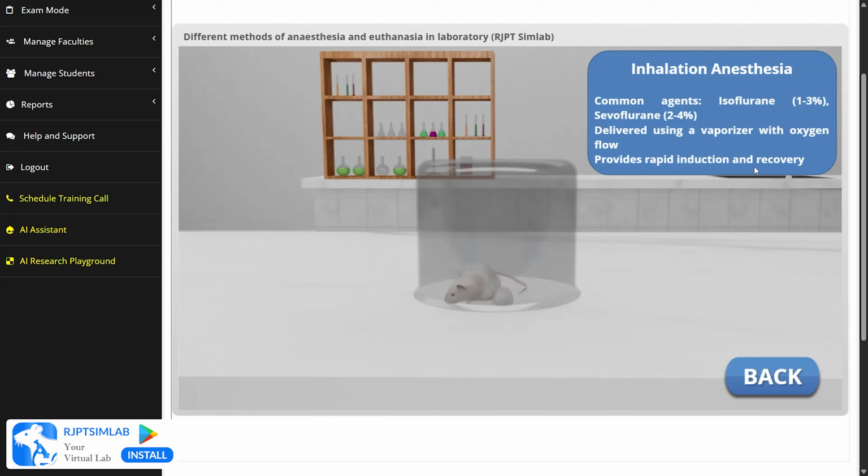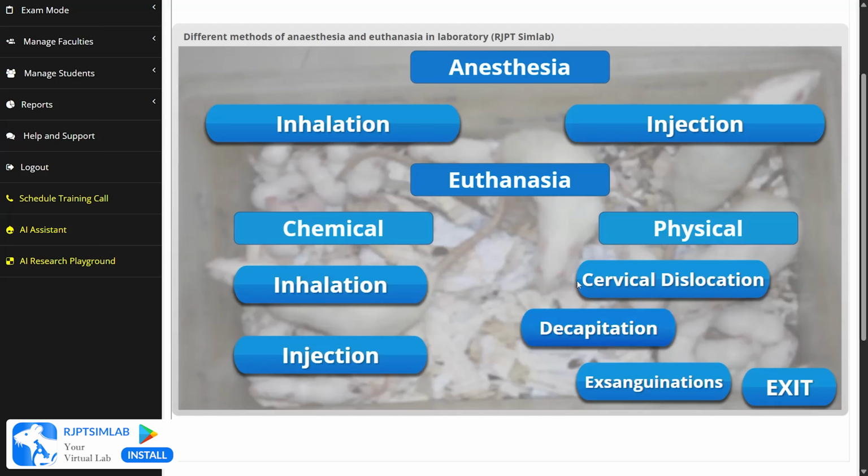This statement means this technique of anesthesia provides rapid induction of the anesthetic drug, which is inhaled by the rat, and it shows its therapeutic effect. And the recovery of the animal is also very rapid in this method. Now let's see the second method, which is injection.